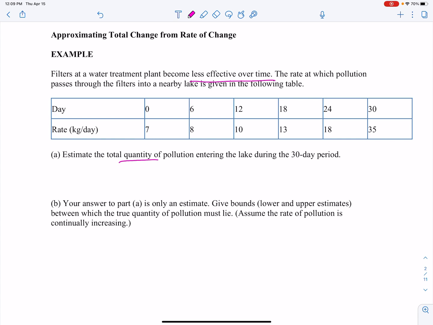All right, so we're going to do the same thing we did before. We're going to find a lower estimate and an upper estimate. So actually, I know it's kind of strange. I should have written this better, but we're actually going to do part B first. So we're going to do the lower estimate first. And notice again, the intervals are equal here, right? Every 6 days.